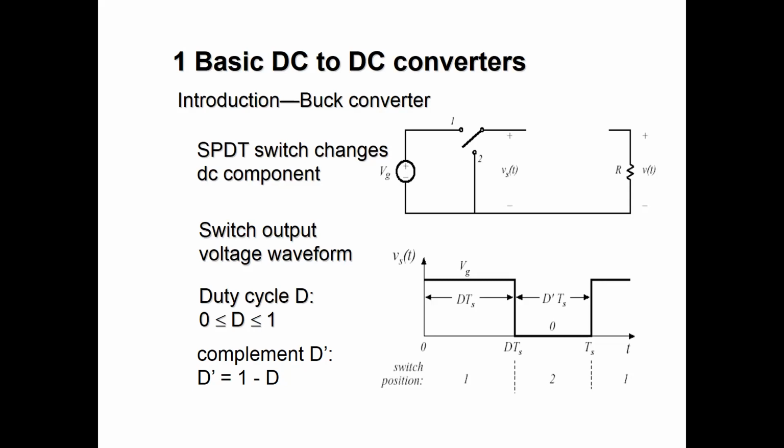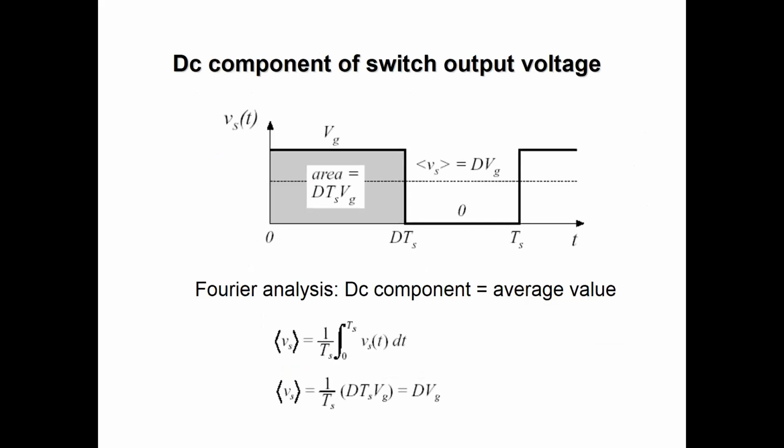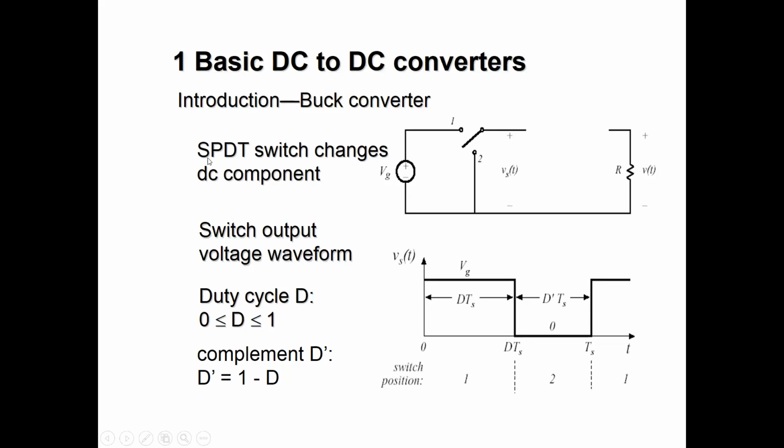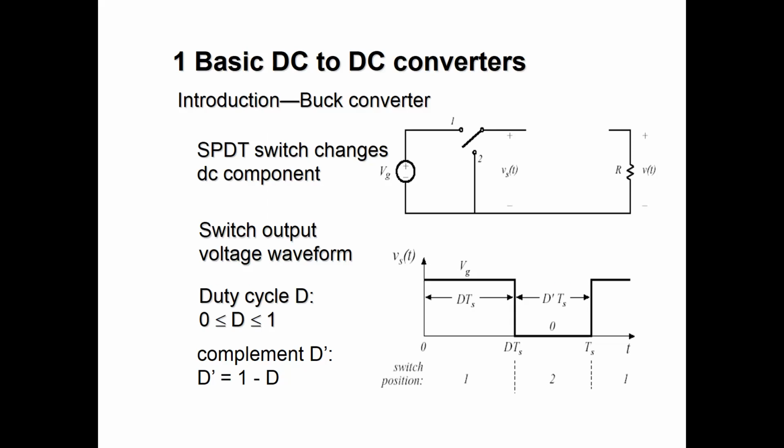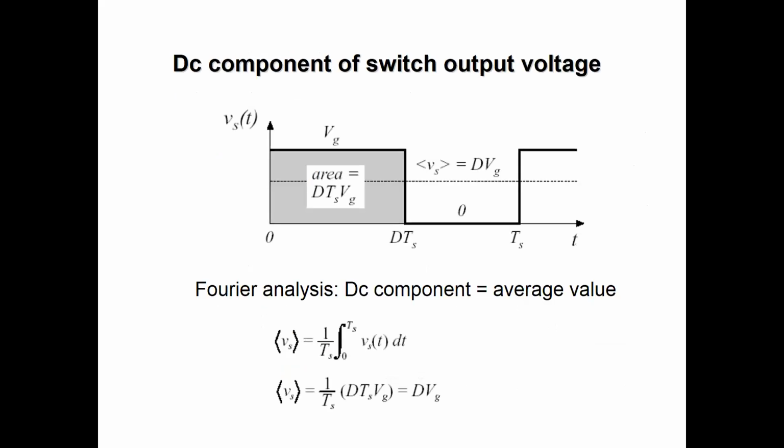The D value is variable. Its value can be between 0 and 1. So in that case, when the switch is connected at position 1, the load gets a voltage of Vg multiplied by DTs. DTs is the time duration for which the switch is connected at position 1.